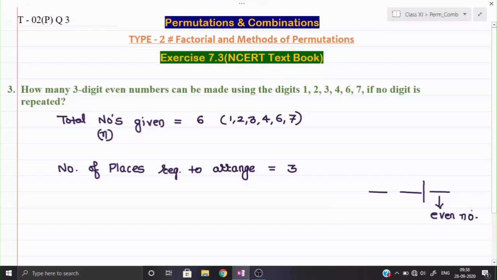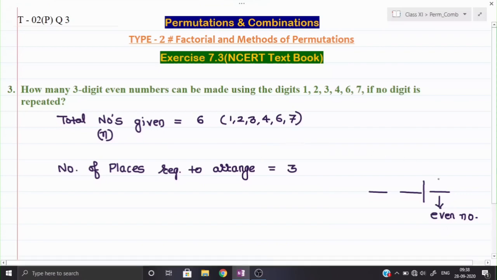So 5 is coming at the unit place and it is an odd number. To become an even number, it should have an even digit at the unit place only. Even numbers, you know, 0, 2, 4, 6 and 8. More are there, but if I talk about the numbers that can be occupied here, now you see which numbers can be occupied here.